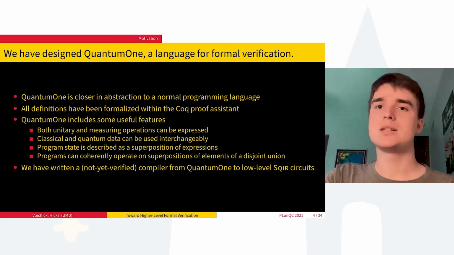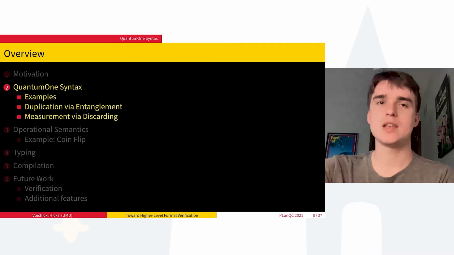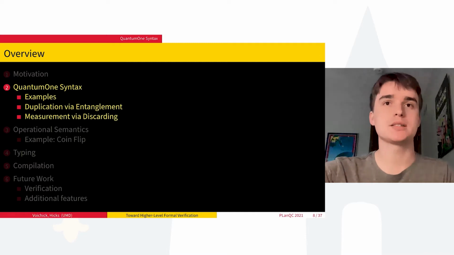Classical and quantum data can be used interchangeably, simplifying the type system. Program state is expressed as a superposition of expressions, simplifying the semantics of the language a bit. And then the language is still fairly powerful, allowing not only tagged unions, but superpositions of them and coherent operations that can be done on these superpositions. We've also written a compiler from Quantum 1 to low-level SQIR circuits, allowing programs to be run on actual quantum hardware.